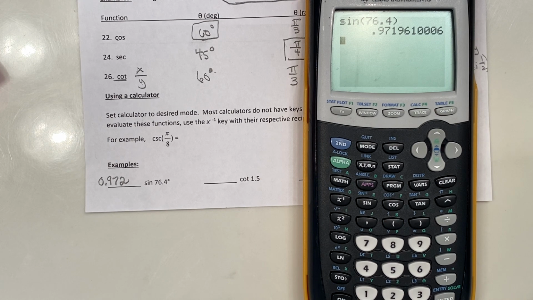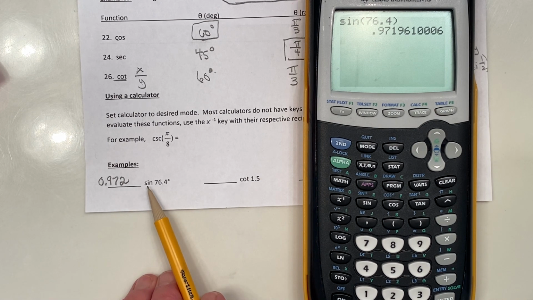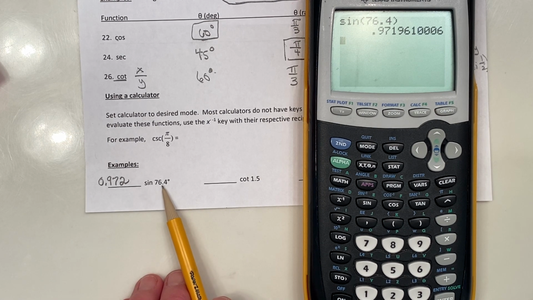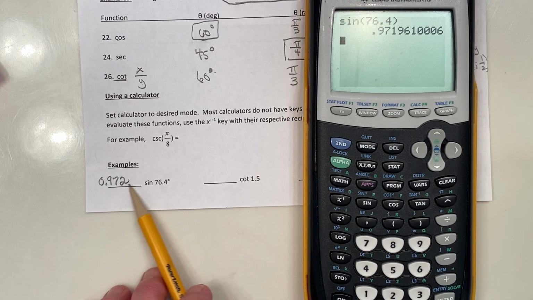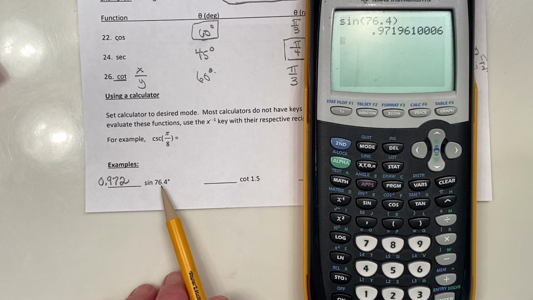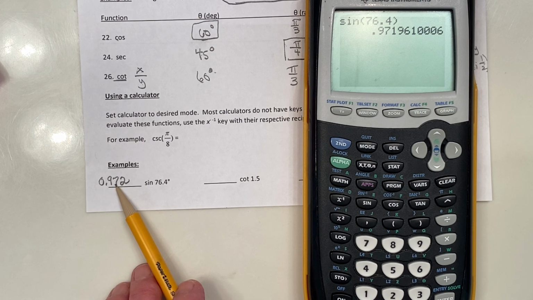Don't label the answer. It's not degrees. It's not radians. We found the y value on the unit circle, I guess you could say, at 76.4 degrees. No radian label, no degree label. They presented you with an angle. Your answer has no label on it.